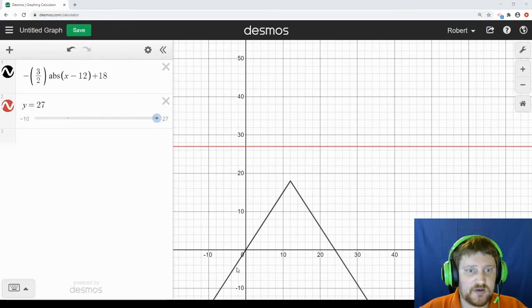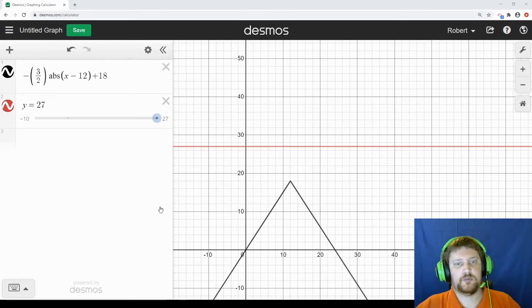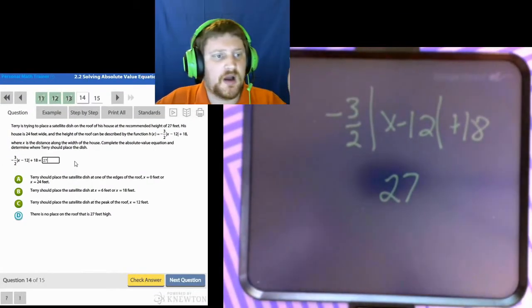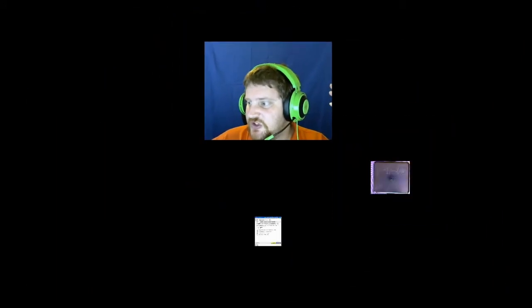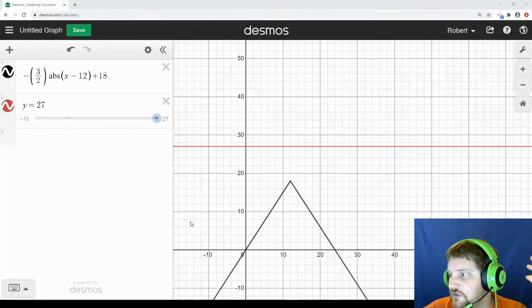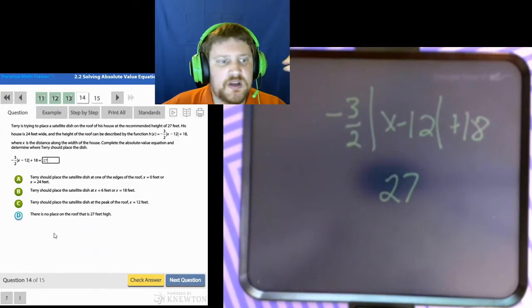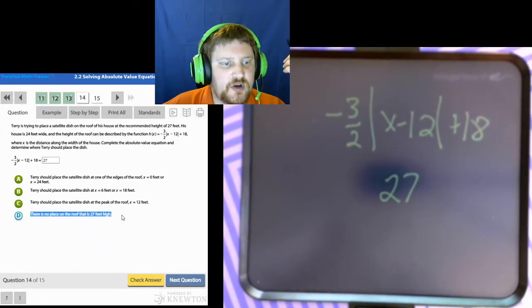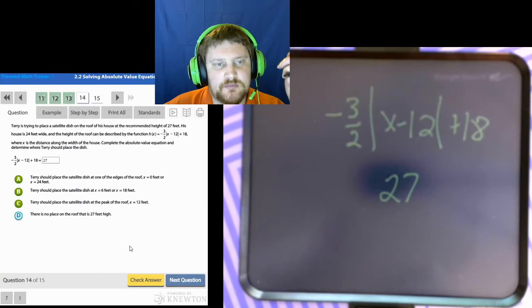That doesn't look like it ever gets up to 27 feet. Oh, well, it's a good thing that that is one of the options. Oh, oops. Go back so you can see that. So going back to the website, we said 27, but as we see on Desmos, there is just no place where this crosses. So looking here, we can see that one of the options is there's no place on the roof that is 27 feet high.